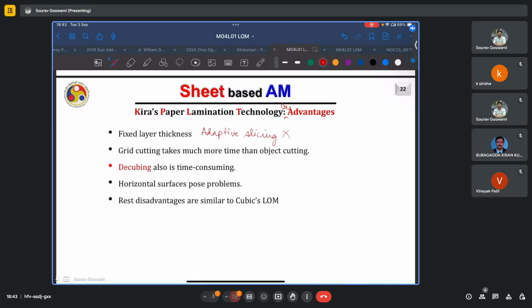Grid cutting itself takes more time than the object cutting. Thus, your post process or your wasteful cut takes up more of the productive time than the building process. Decubing is the slowest and the most time consuming process. Horizontal surfaces again are a problem.